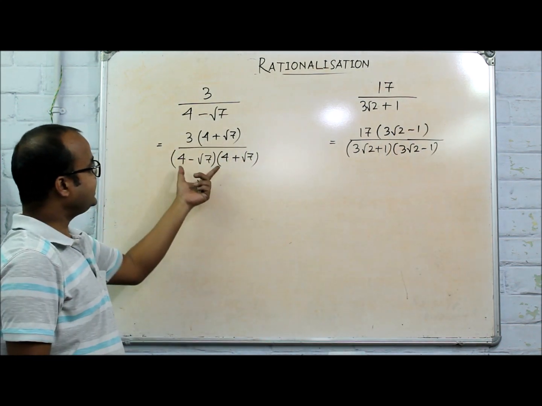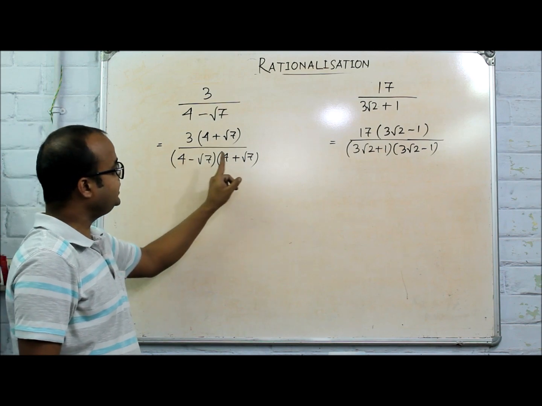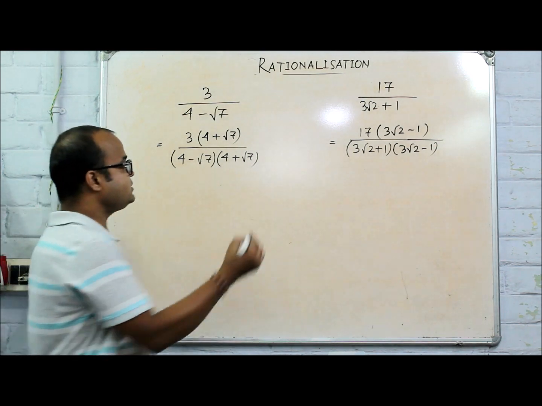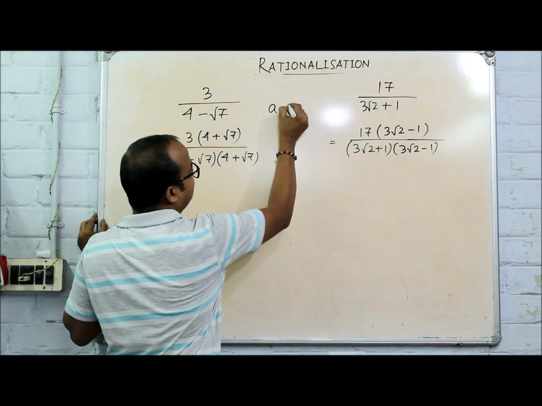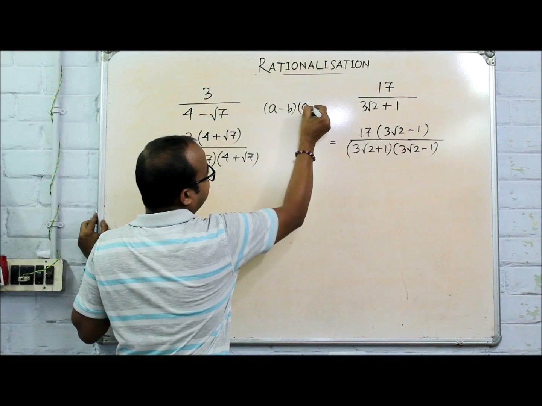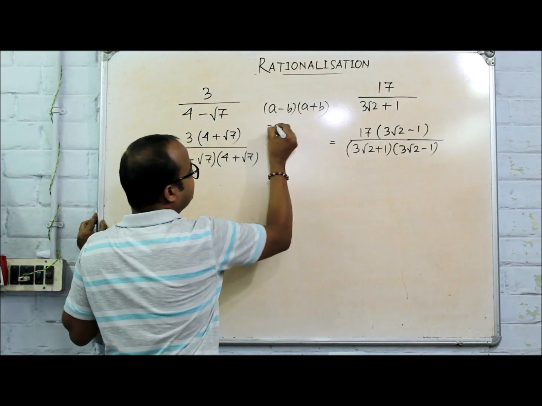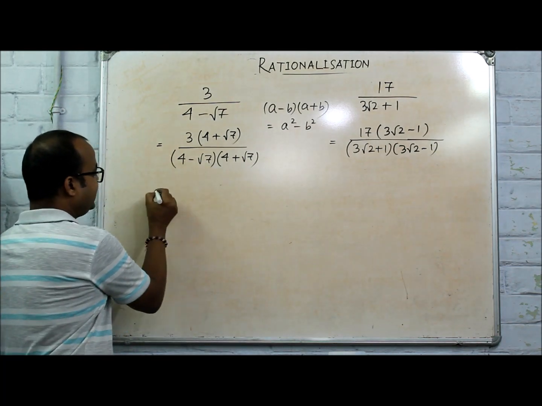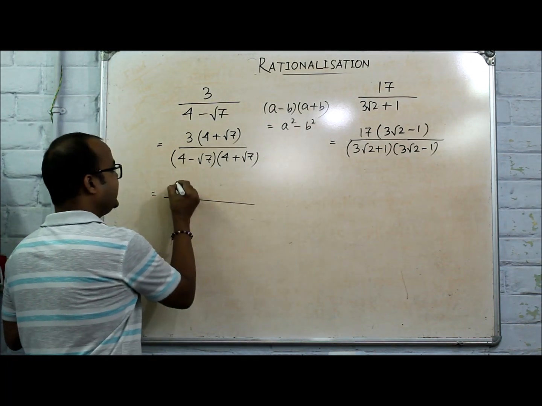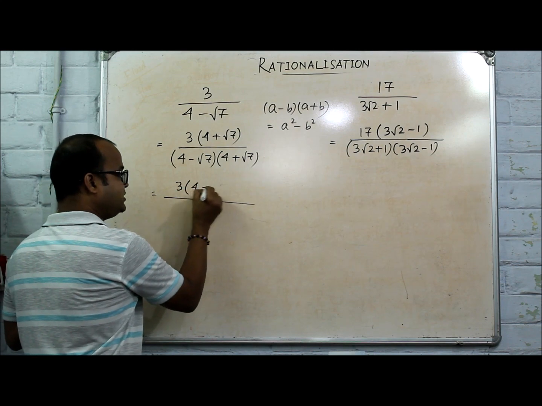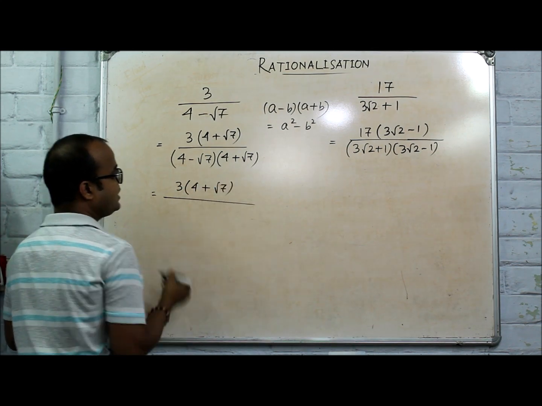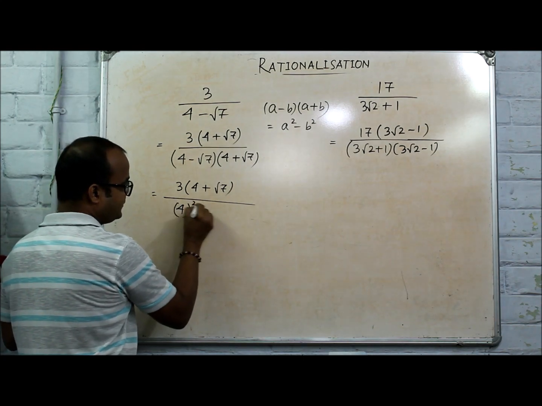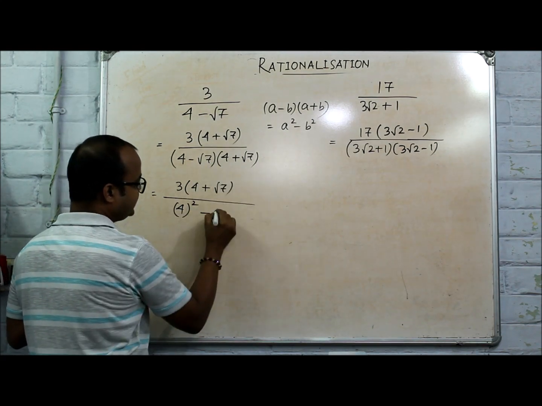Clear? So that we can apply (a minus b) into (a plus b) is equal to a square minus b square. We are going to apply the formula (a minus b) into (a plus b) is equal to a square minus b square. Now if we apply here, numerator, we keep the numerator as it is. Now a square means 4 square minus root 7 square.